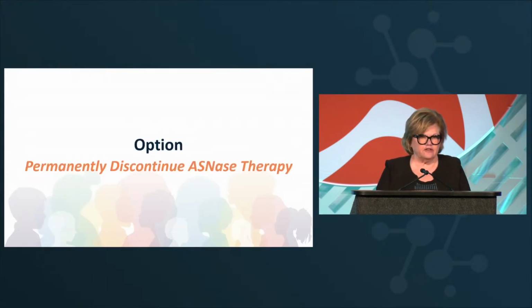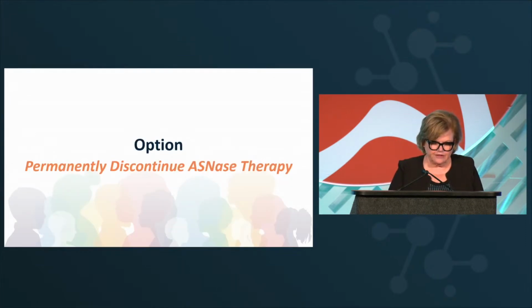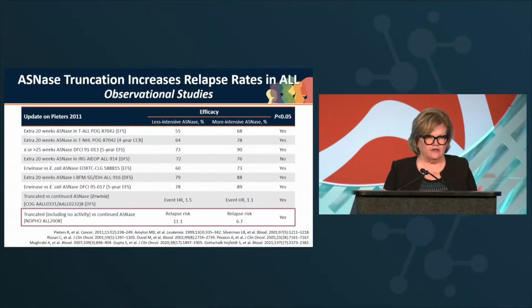So permanently discontinue the asparaginase therapy, and we've already talked about that. We know that truncating asparaginase therapy actually increases our relapse rates in our patients with ALL. And you can see at the bottom that the less intensive asparaginase therapy is associated with an 11.1% relative risk of relapse compared to 6.7% in our patients that receive all of their asparaginase. So we know that truncating or stopping after a hypersensitivity reaction is not an option.